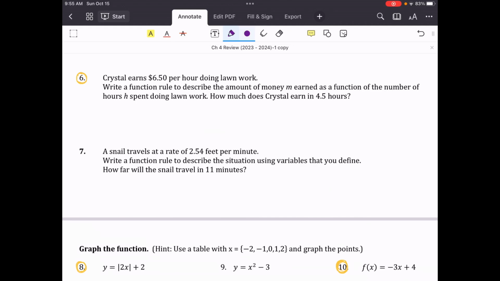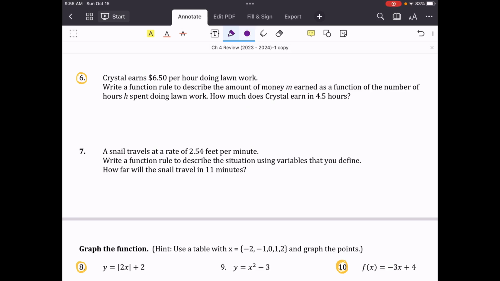Crystal earns $6.50 per hour doing lawn work. Write a function rule, which is another way of saying an equation, to describe the amount of money M earned as a function of the number of hours H spent doing lawn work. How much does Crystal earn in 4.5 hours?